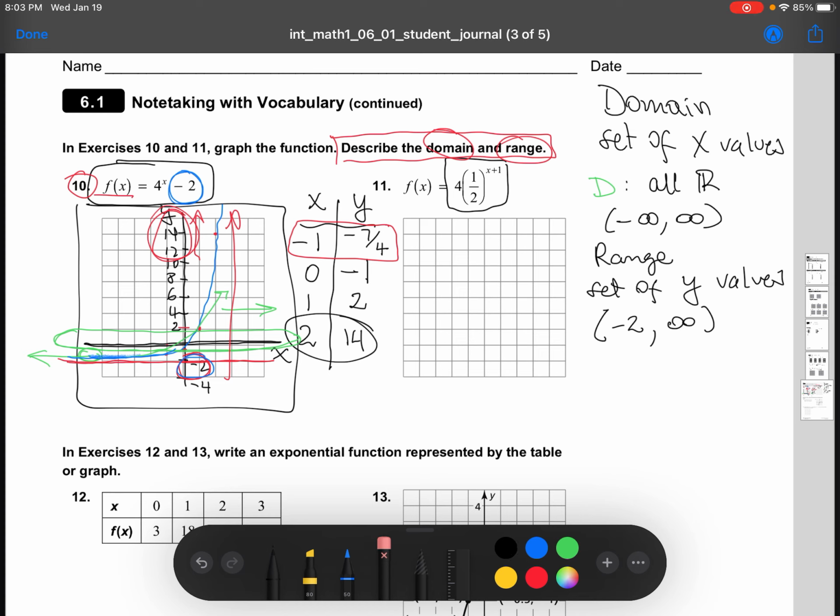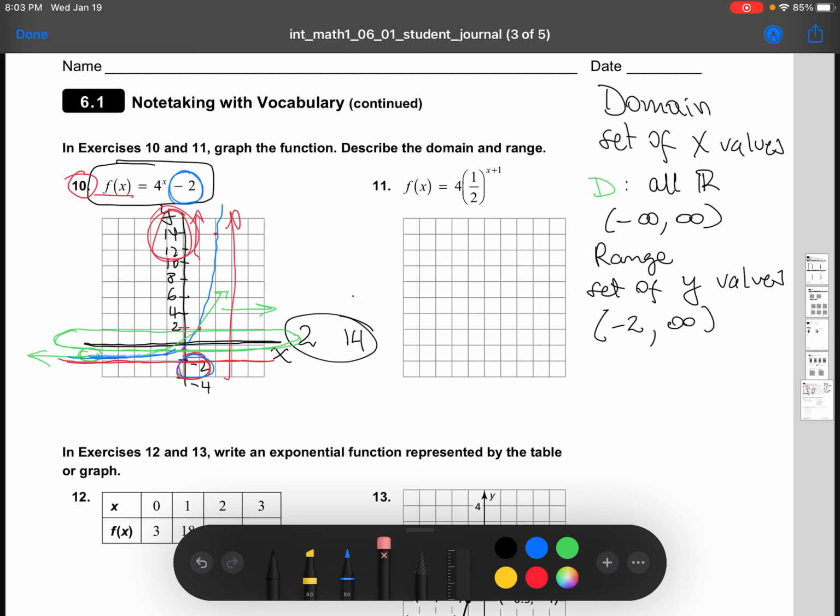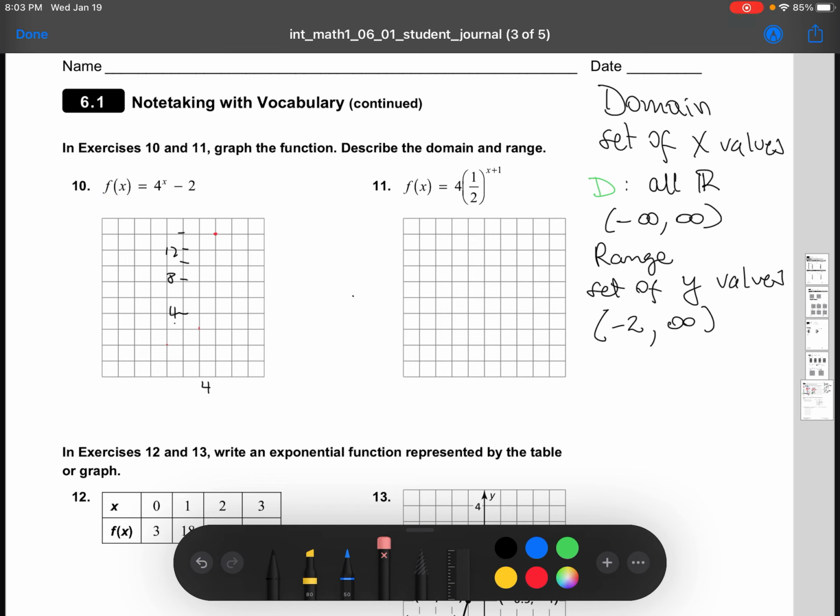Now I'm going to do it for exercise 11. If you want, pause the video, take a break, do something, but make sure that you come back soon because now I'm going to do exercise number 11. All right? So here we go.